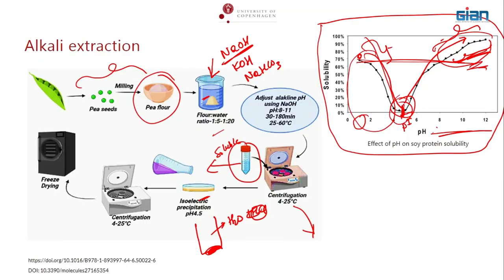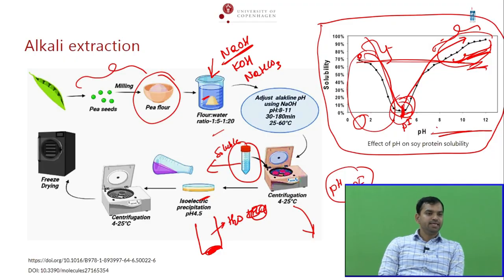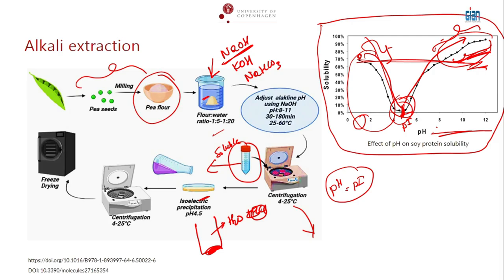Oh, no, you can always use the pH and PI equation. What is it called? Henderson-Hasselbalch equation, right? That shows that when the pH becomes the PI, the acid form and the base form become equal, then the net charge becomes 0. It's the Henderson-Hasselbalch equation. You can Google it, you'll find it.